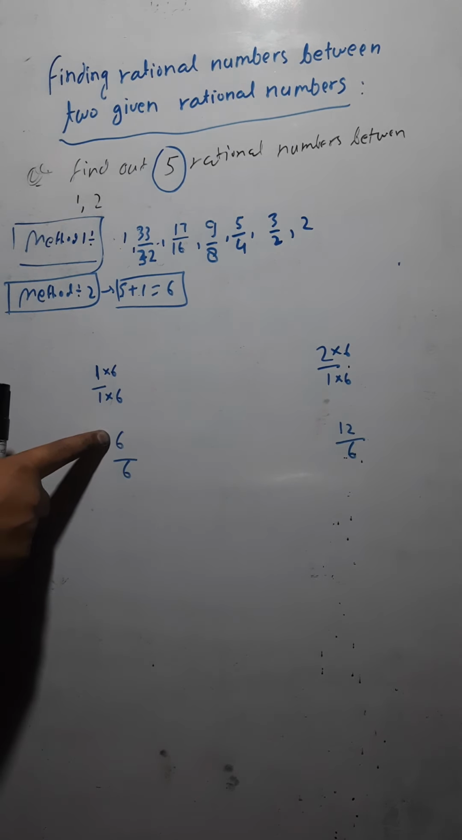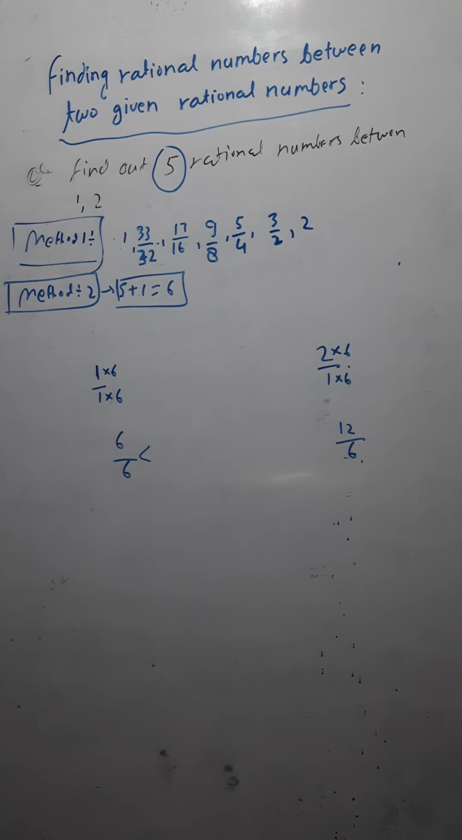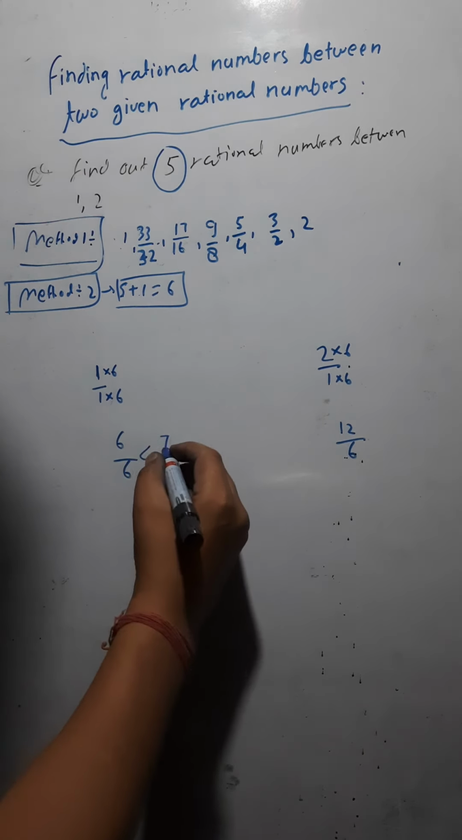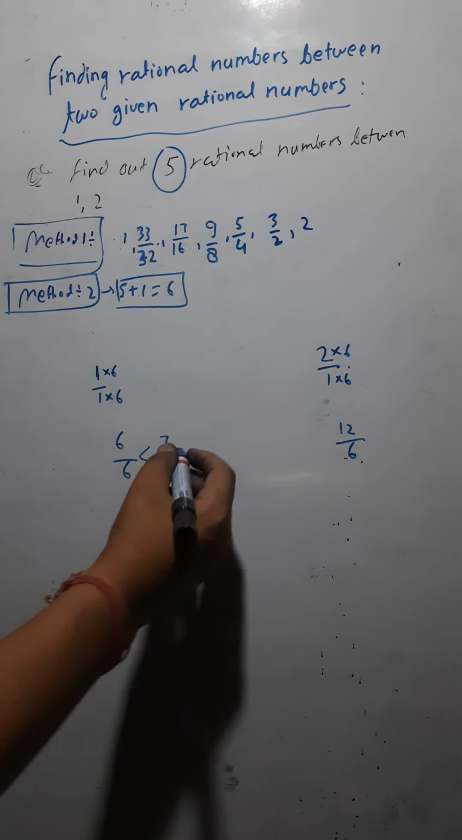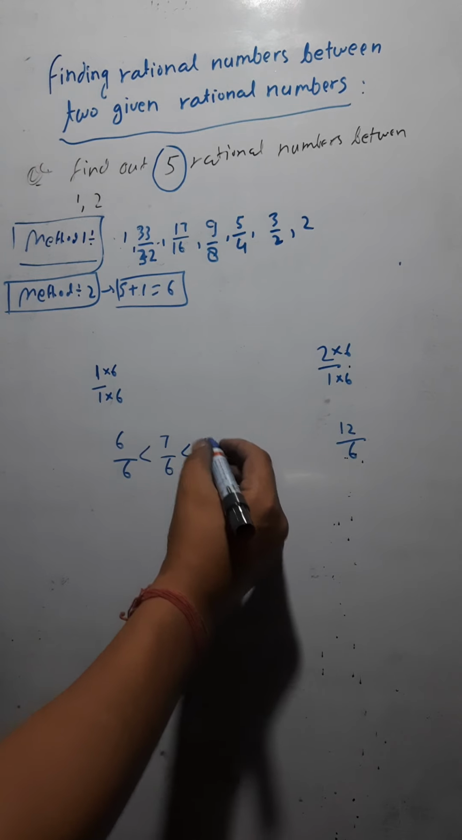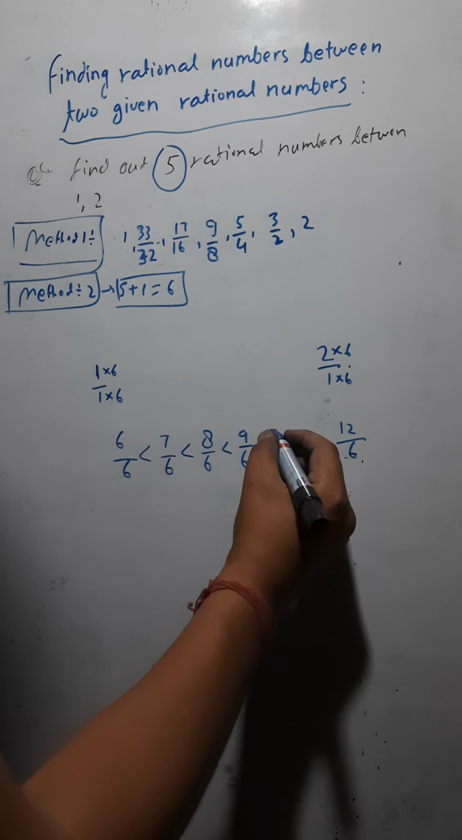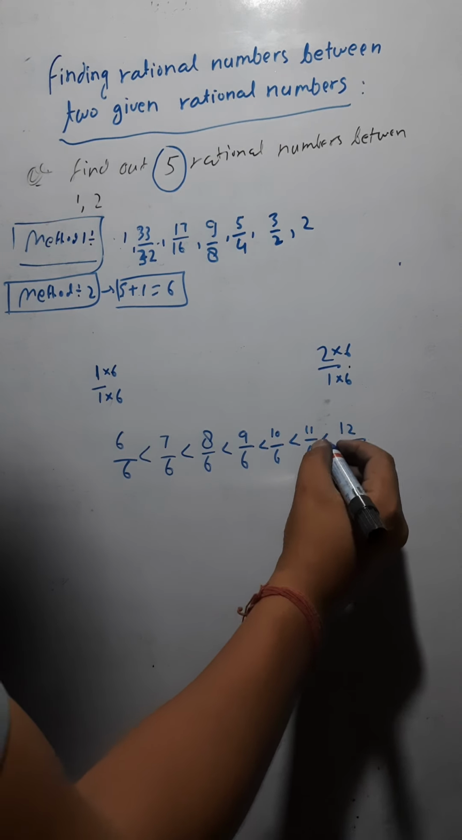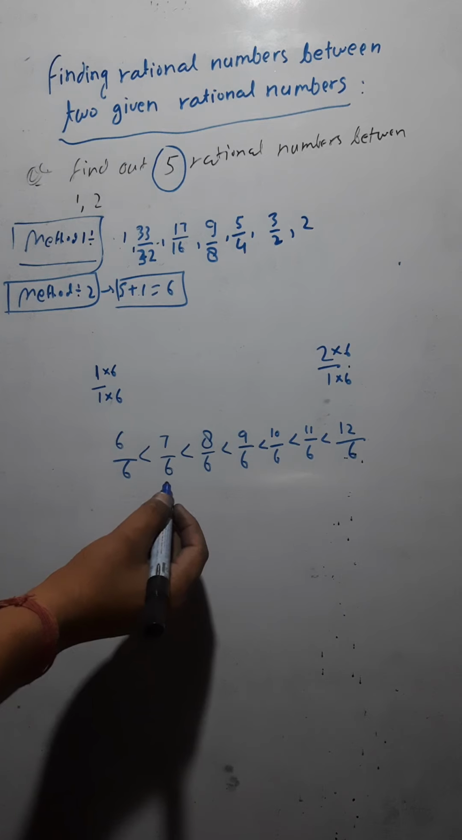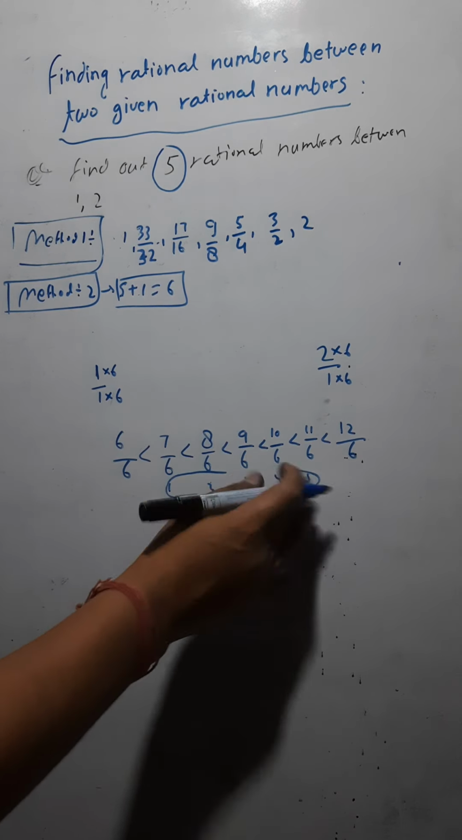So I would start from 6. After 6, what comes after 6? Greater than this would be how much? Yes, 7. 7 by 6. The denominator would be the same. Remember this. Then greater than 7 would be 8 by 6. Then greater than this, 9 by 6. Then 10 by 6. Then 11 by 6. Greater than this, 12 by 6. So first, second, third, fourth, fifth. These are the 5 rational numbers now.